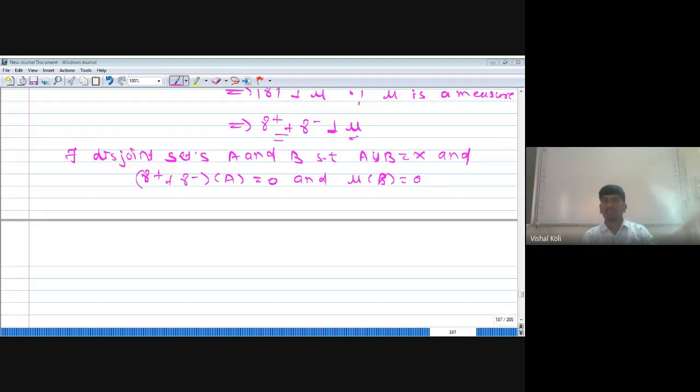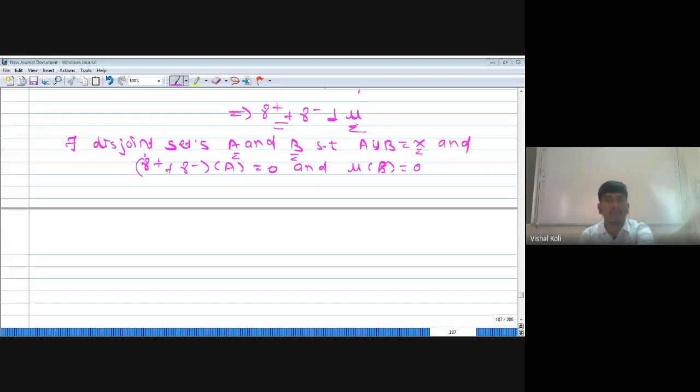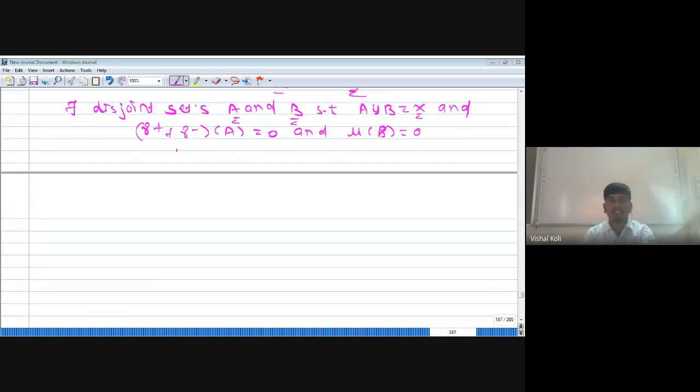As these two measures are mutually singular, then by the definition of mutually singular, there exist two sets A and B which are disjoint and whose union is equal to X, and gamma plus plus gamma minus of A is equal to 0 and mu of B equal to 0. But we know that gamma plus and gamma minus are measures, which implies they are always non-negative. Gamma plus plus gamma minus of A is nothing but gamma plus of A plus gamma minus of A equal to 0.